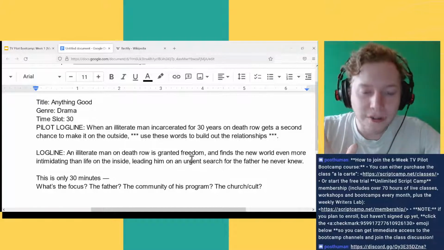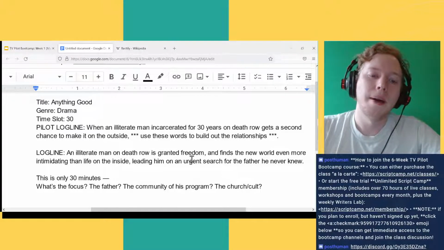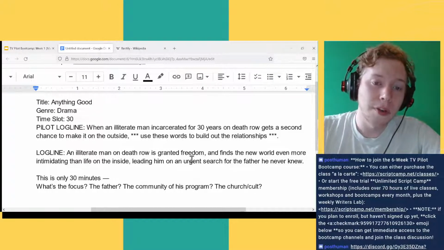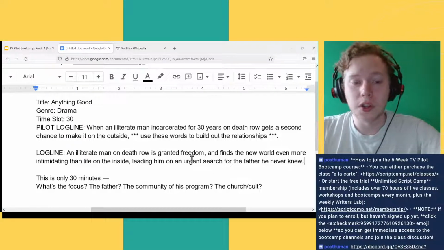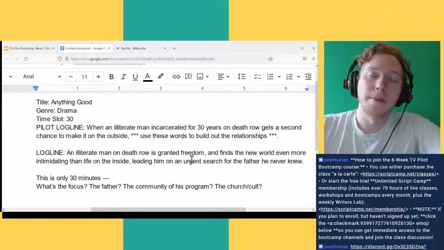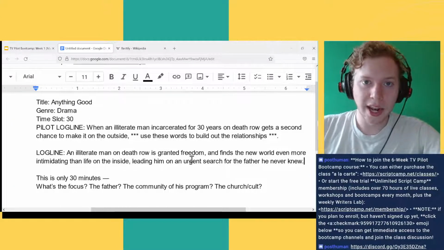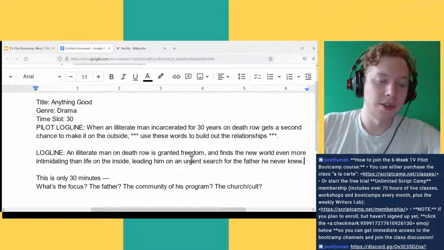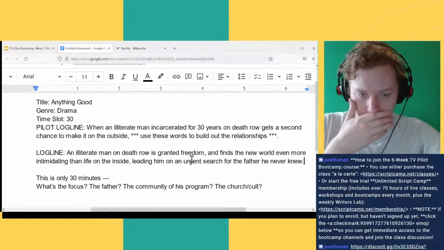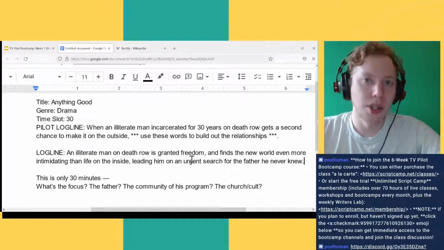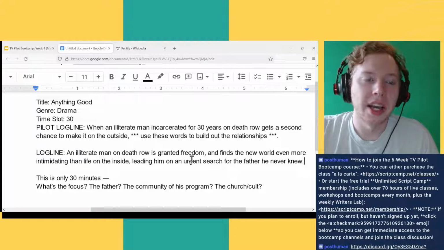So try to just find the focus. If it's going to be mostly about that search, if it's going to be more like a mystery where he's searching for his dad, if it's going to be more about him meeting people in his new community, or maybe it's about this cult storyline that might be more of a mystery thriller or something like that.